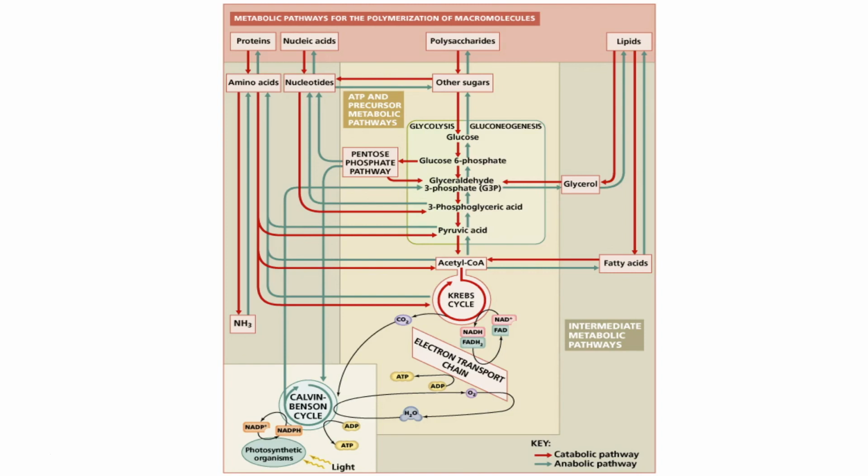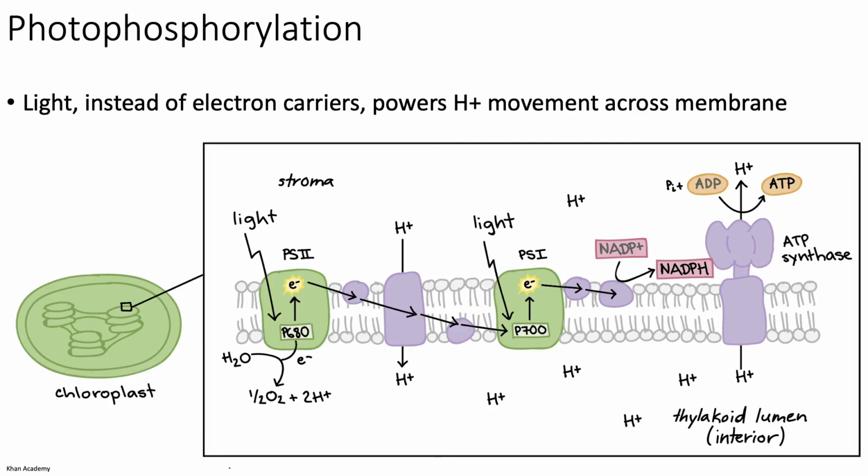So I glossed over earlier that there are 3 ways that we actually make ATP. Just to be a completionist, there was substrate level phosphorylation, there's oxidative phosphorylation, which is your electron transport chain. If you are like a plant and you have chloroplasts, you can do photophosphorylation, which is almost identical, sort of, to how we actually do oxidative phosphorylation.